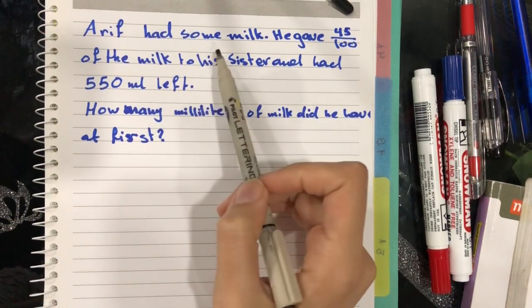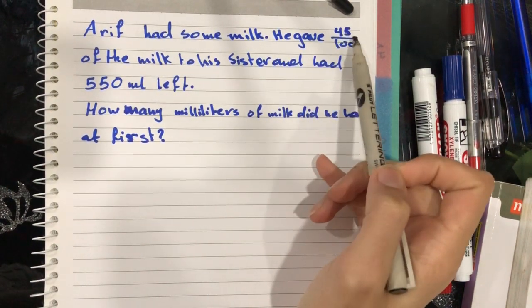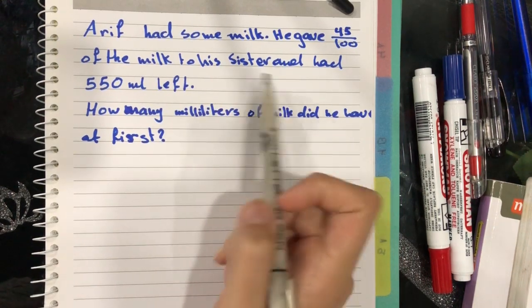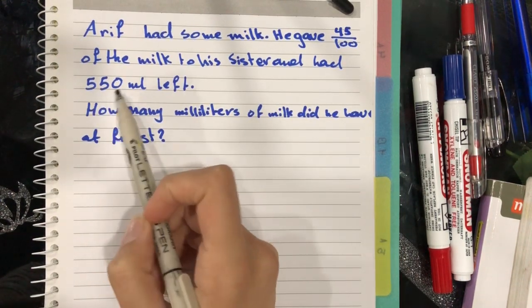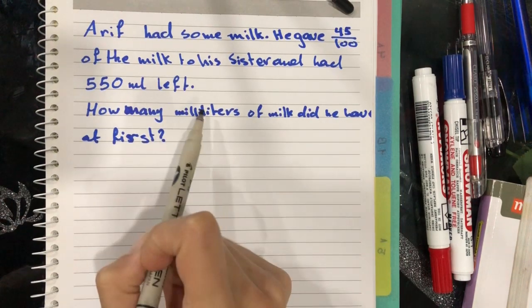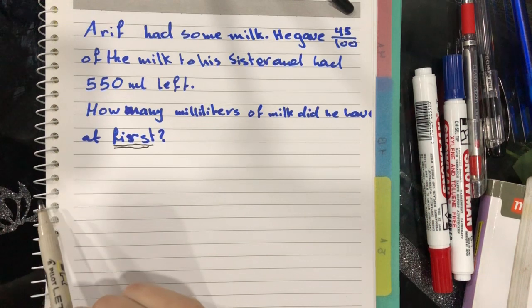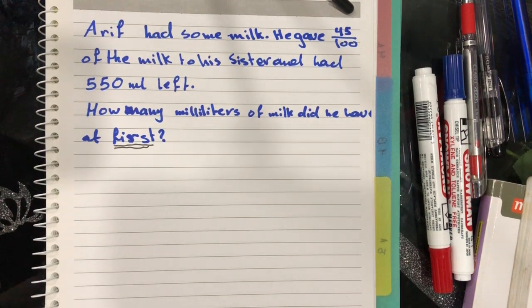Arif here had some milk. He gave 45 out of 100 of the milk to his sister, and he had 550 milliliters left. How much milk did he have at first? This is a key word. Now, we will do the same steps, but in reverse.